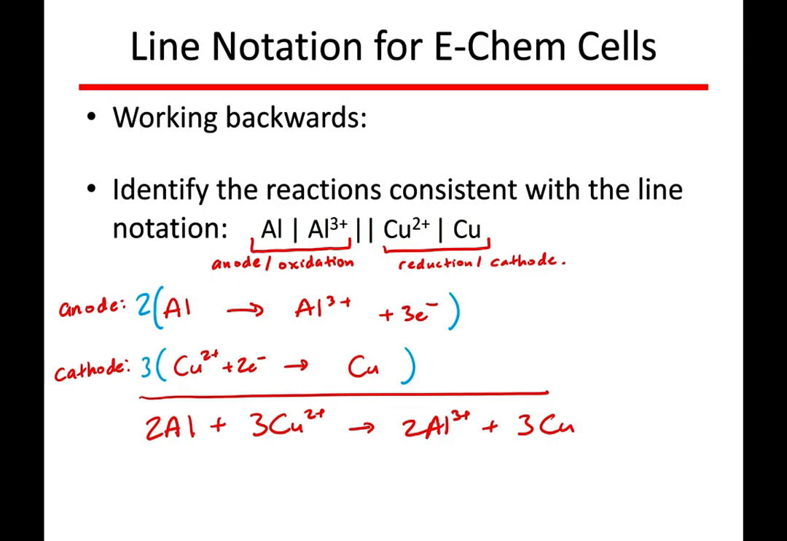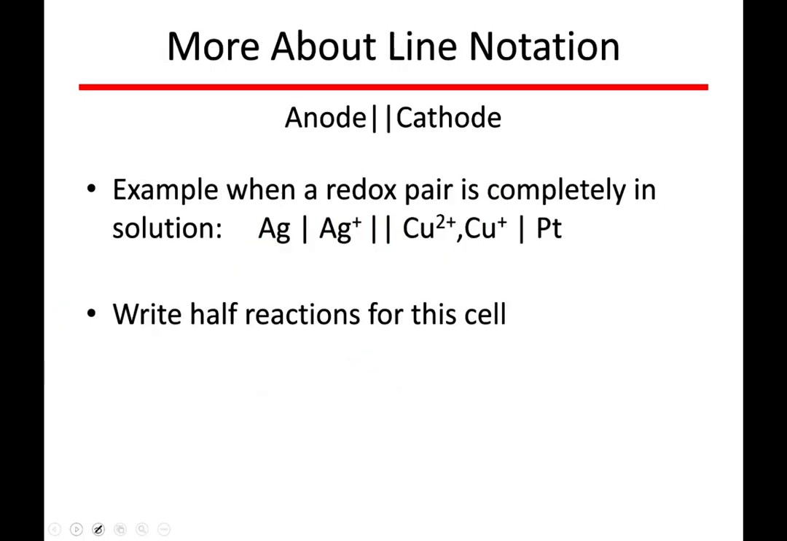So this is how you can take the line notation and decode it into what the reactions are that you have. There is another thing that's important for you to be aware of with the line notation, and that's what happens when you have a redox pair that's completely in aqueous solution. So both the reactant and the product in one of the half cells are in the same phase. In this line notation, what we have at the anode is pretty standard for what we've seen in the previous 2 examples. Ag solid going to Ag+. Right? So that's pretty normal here for our anode.